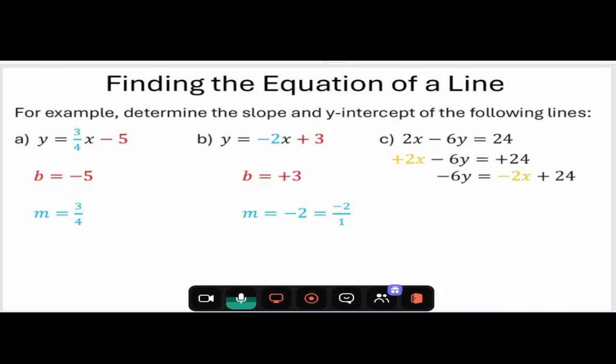I subtract that 2x over to the right, remembering that what I really just did is subtract 2x from both sides. Divide everything by -6, because they cancel on the left, which gets the y by itself, which is the whole point. -2 over -6, reduce that fraction, is +1/3. And 24 divided by -6 is -4. So now we have y equals, and we can just read off the y-intercept is -4, and the slope is 1/3, rise 1, run 3.